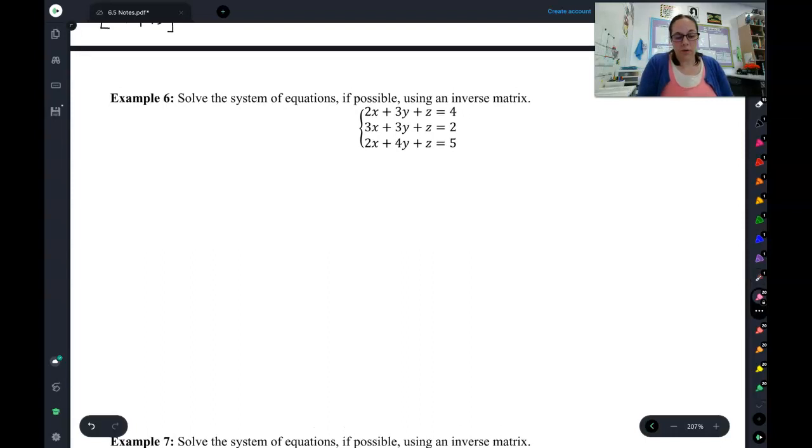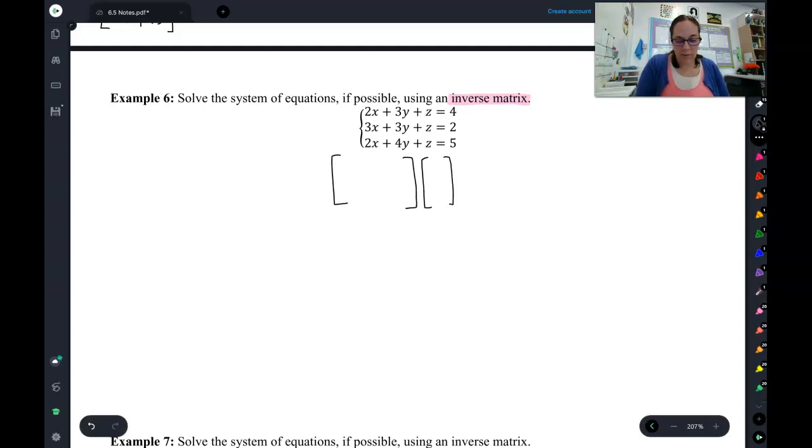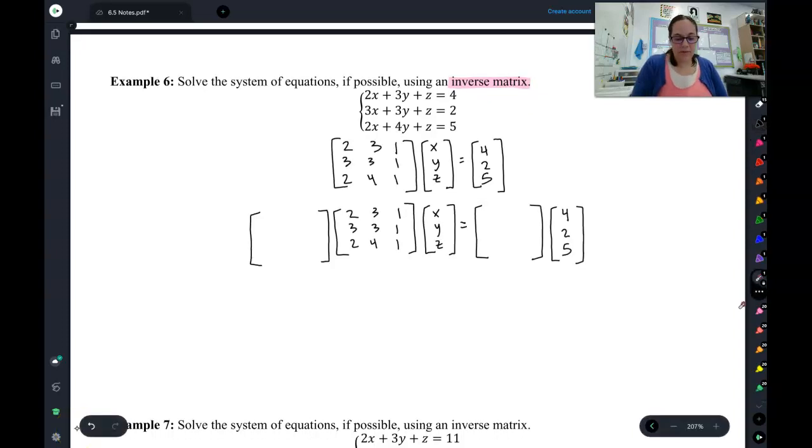So first thing we notice in the instructions, using an inverse matrix, so we need to write out our 3 matrices first. I would like you to pause the video and try this on your own. Write our coefficient matrix, our variable matrix, and our constant matrix. And then come back to check and make sure you wrote those correctly. Let's see how you did. There's my coefficient matrix, my variable matrix, and my constant matrix.